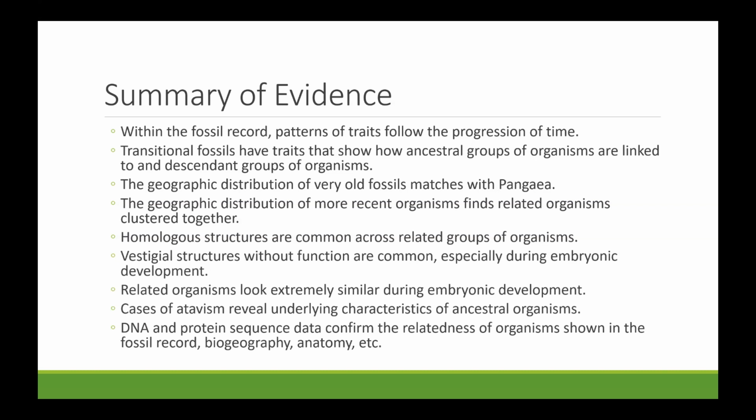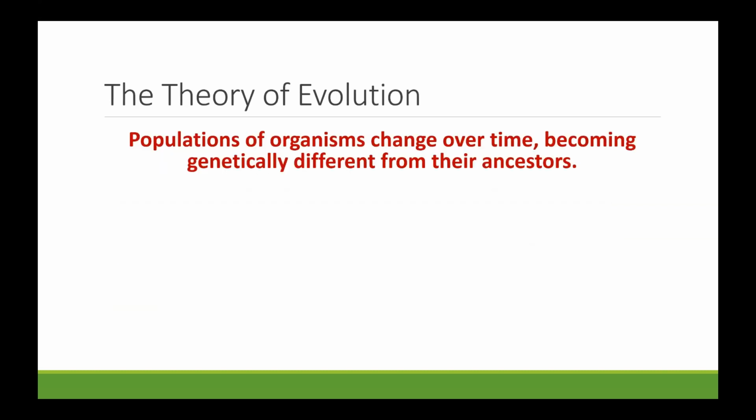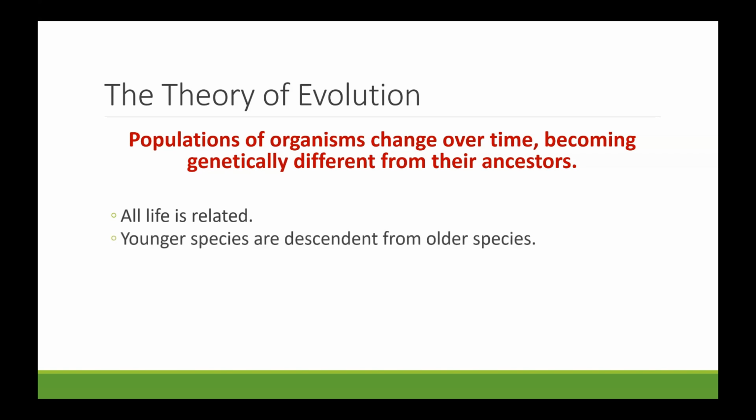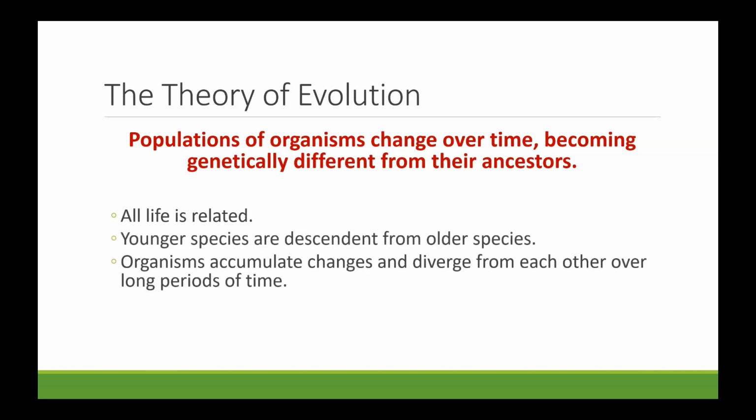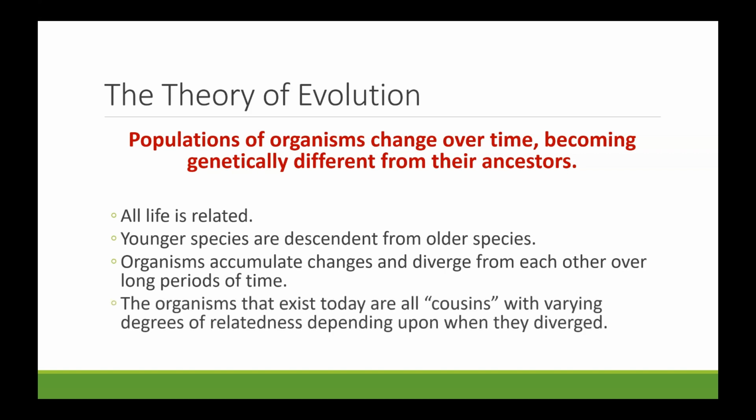And what explains all of this evidence put together is evolution, that populations of organisms change over time, becoming genetically different from their ancestors. All of this evidence makes sense once you understand that all life is related, younger species are descendant from older species, organisms accumulate changes and diverge from each other over long periods of time, and the organisms that exist today are all cousins, quote unquote, with varying degrees of relatedness depending upon when they diverged.